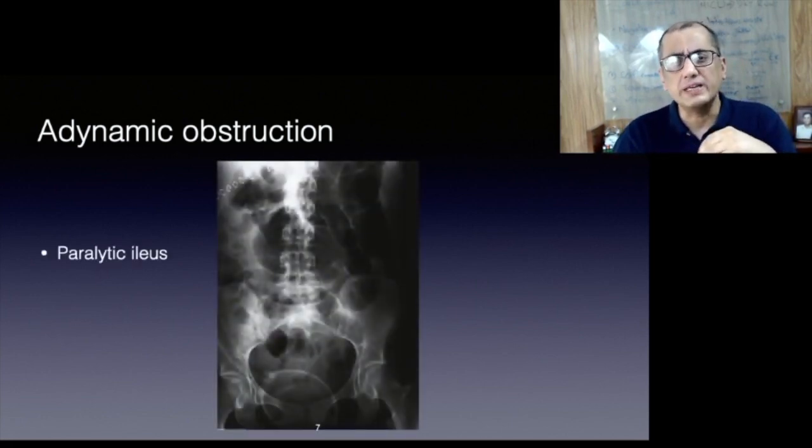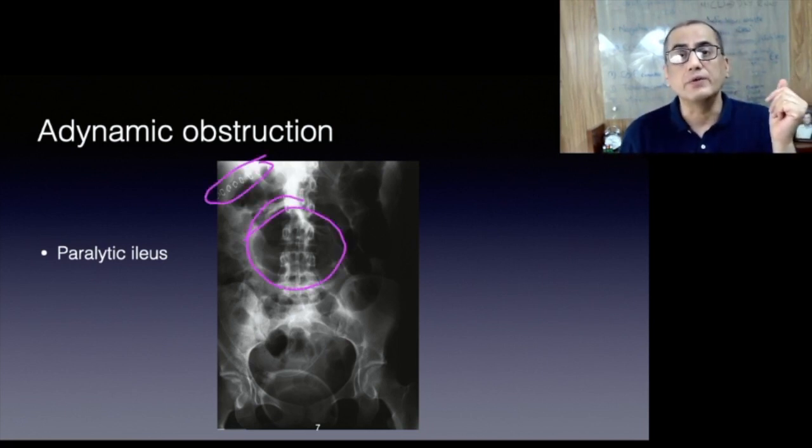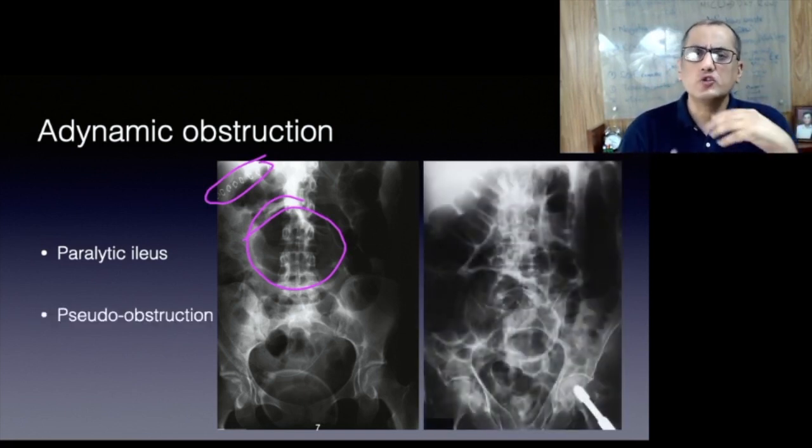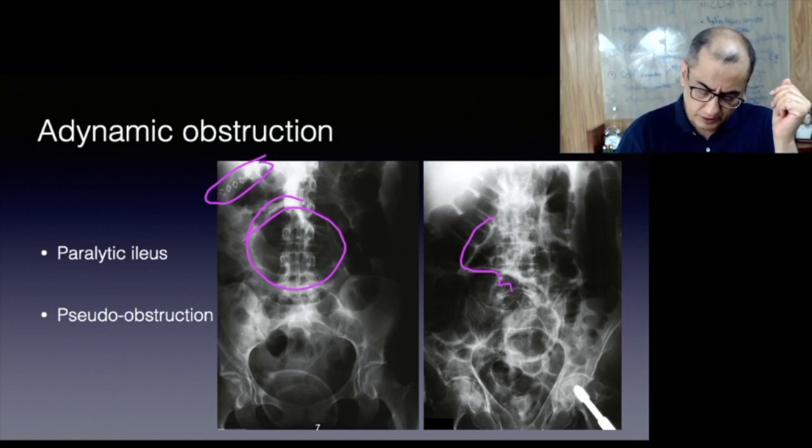Here we see an ileus after an open cholecystectomy. Note the clips here and note the small bowel in the middle of the X-ray. And a pseudo-obstruction confined to the colon alone, usually the right, as you can see over here.